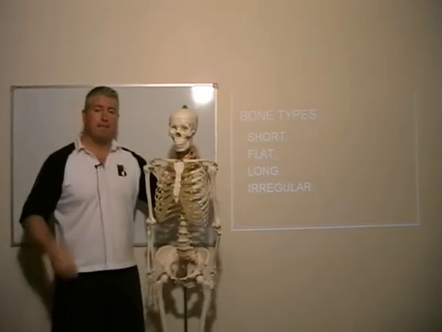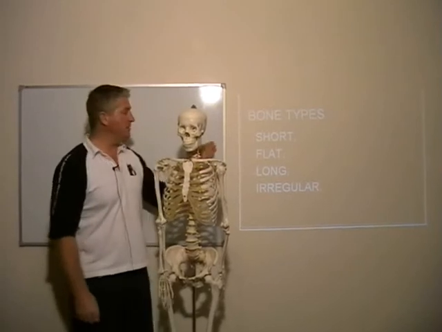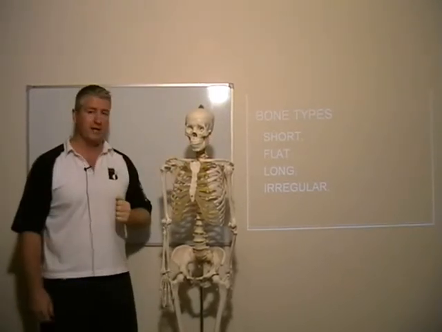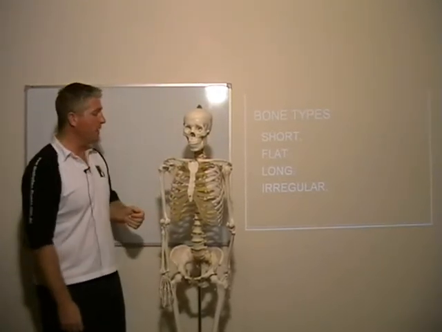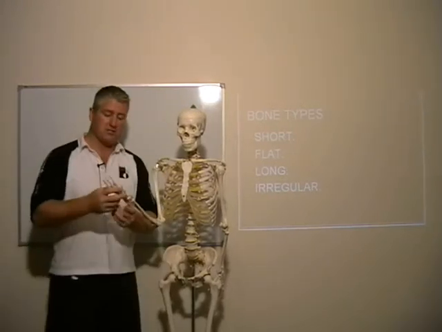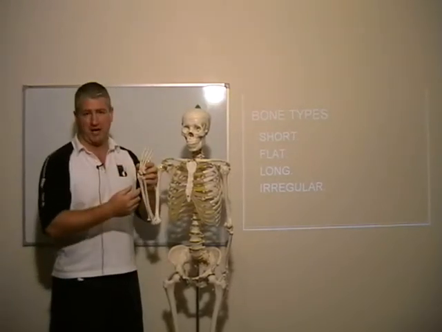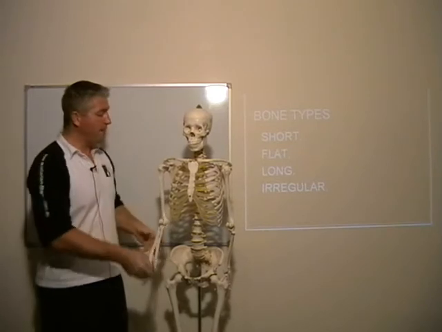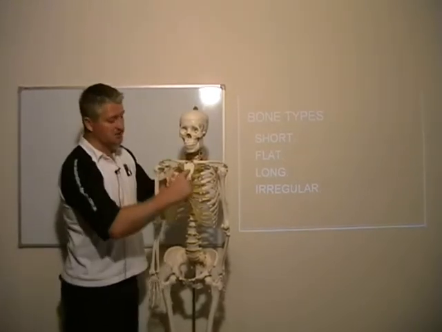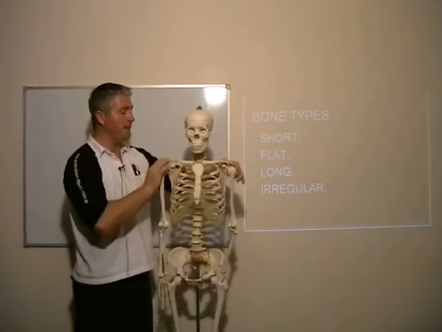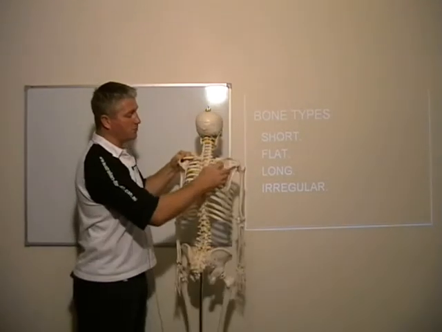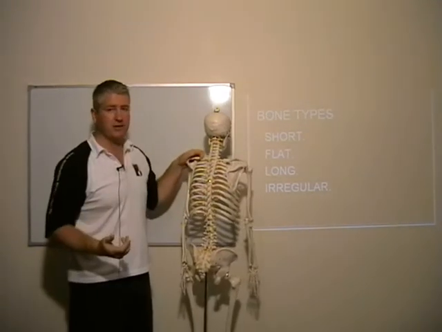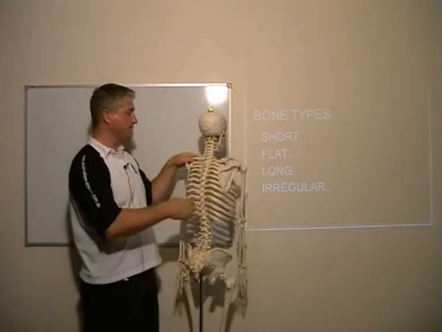Bone types. Bones can be put into categories as either being short, flat, long or irregular, and this is an activity in your workbook. Short bones are basically the bones of the wrist. They are short, cube-shaped. Flat bones include bones such as the sternum, the front of the body here, and the scapula or shoulder blade, named so because they are flat in appearance.